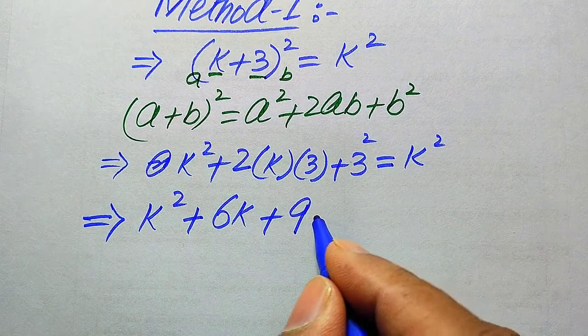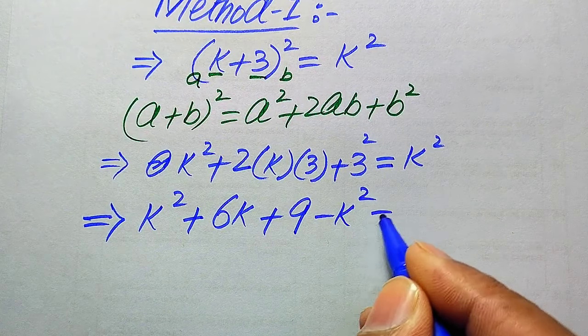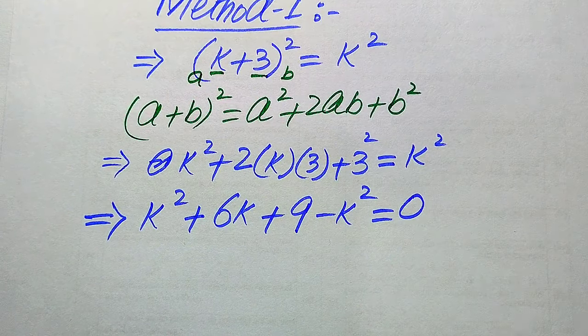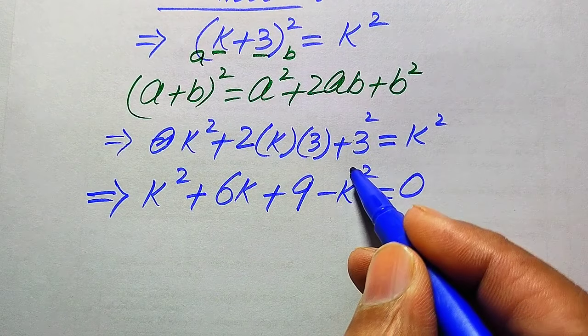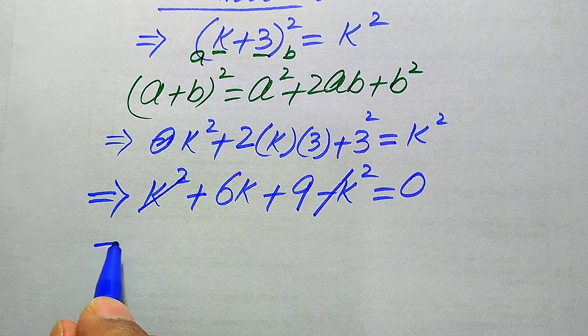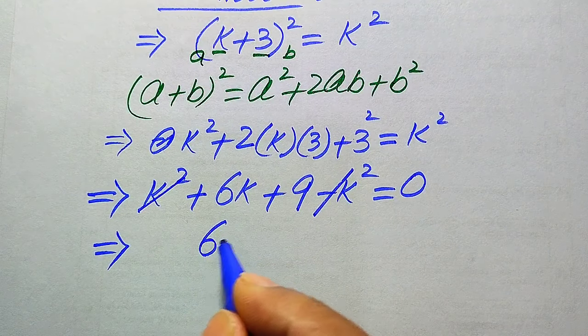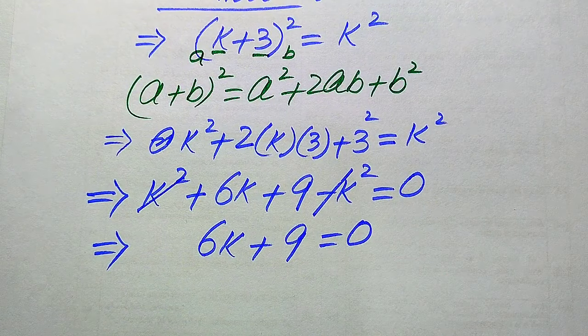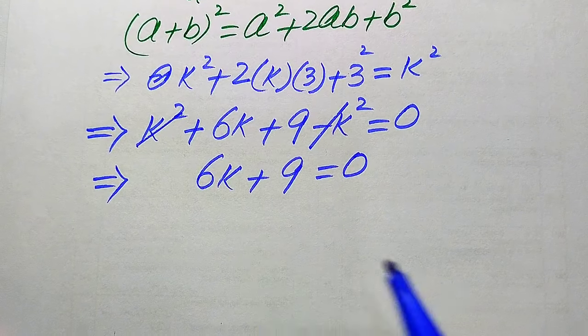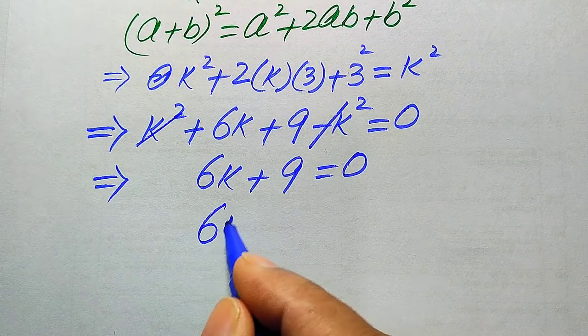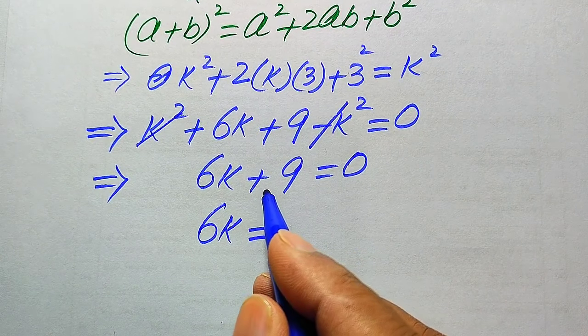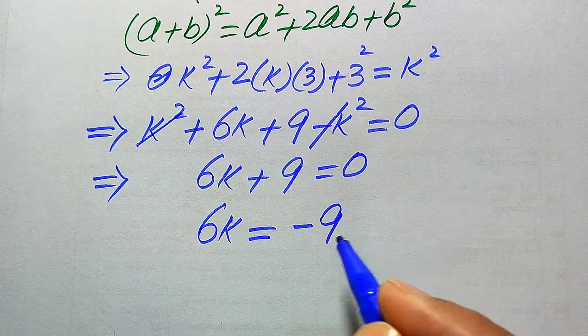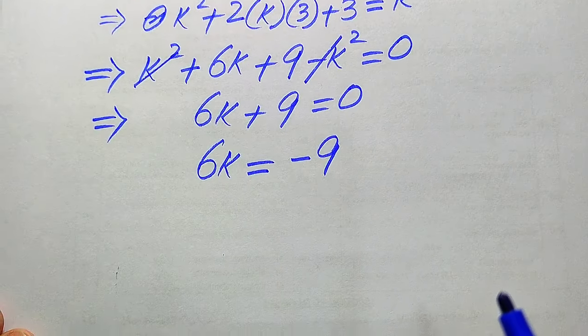And here we move this k² to the left hand side and it becomes minus k², and this whole equation equals 0. The negative term and the positive term cancel out each other, and we get 6k + 9 = 0. In the next step we need more simplification, and it will be written as 6k equals 9; when we move it to the right hand side it becomes minus 9.